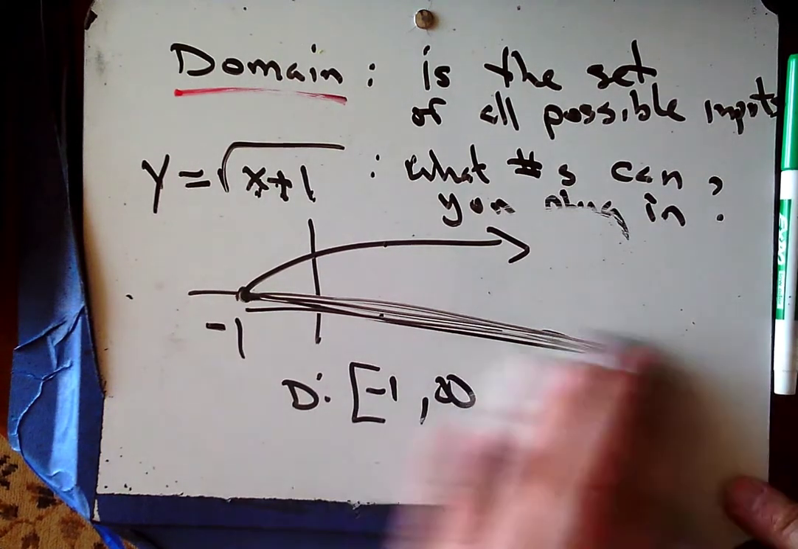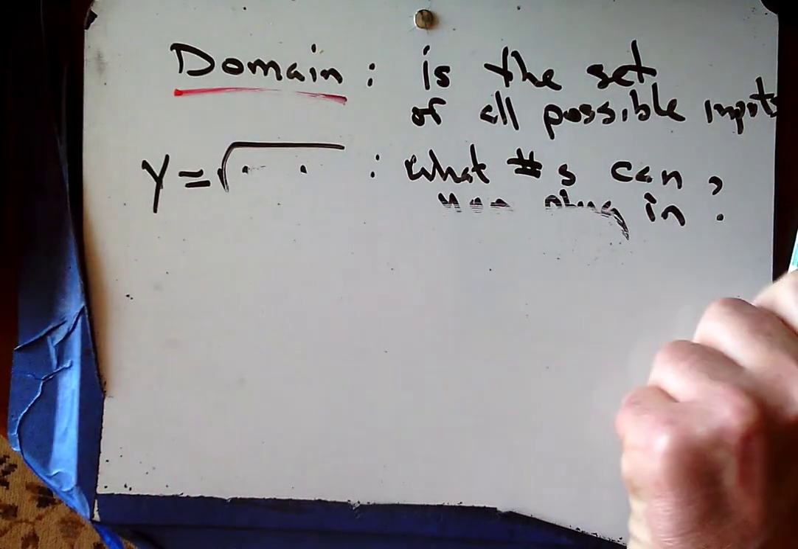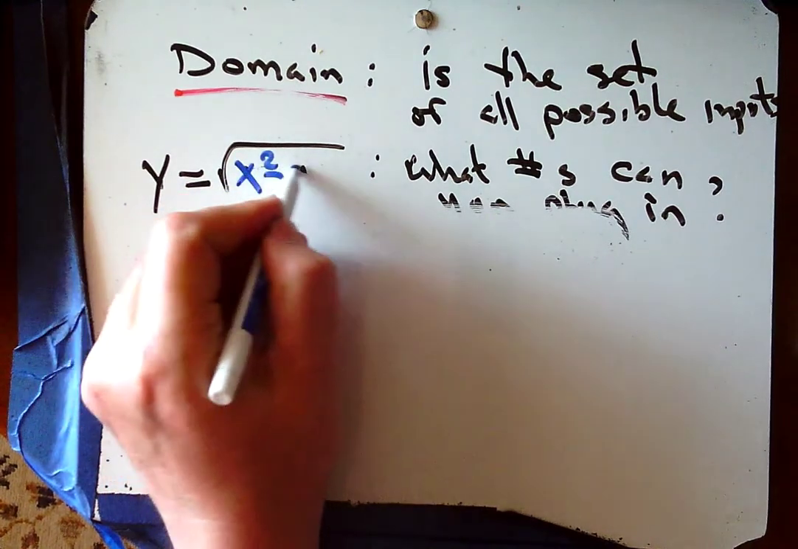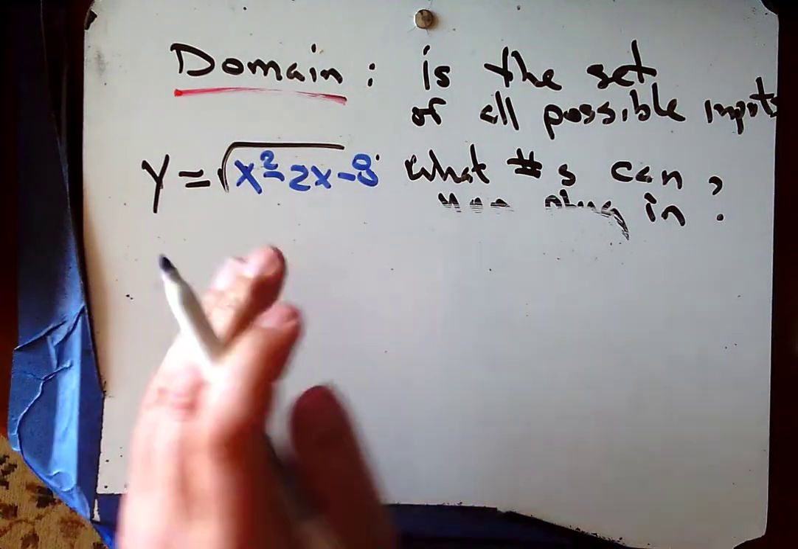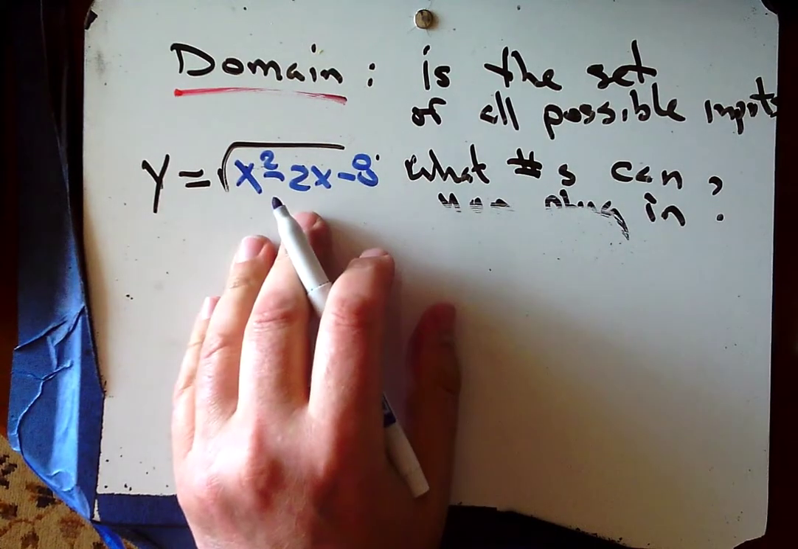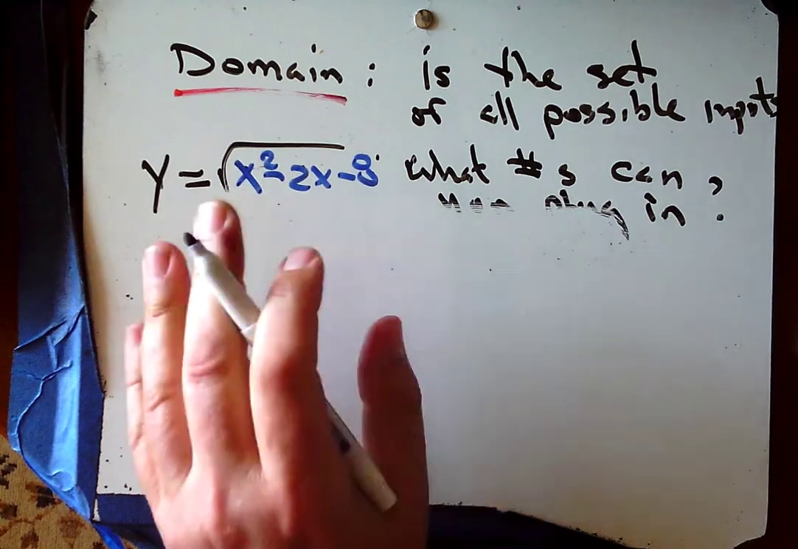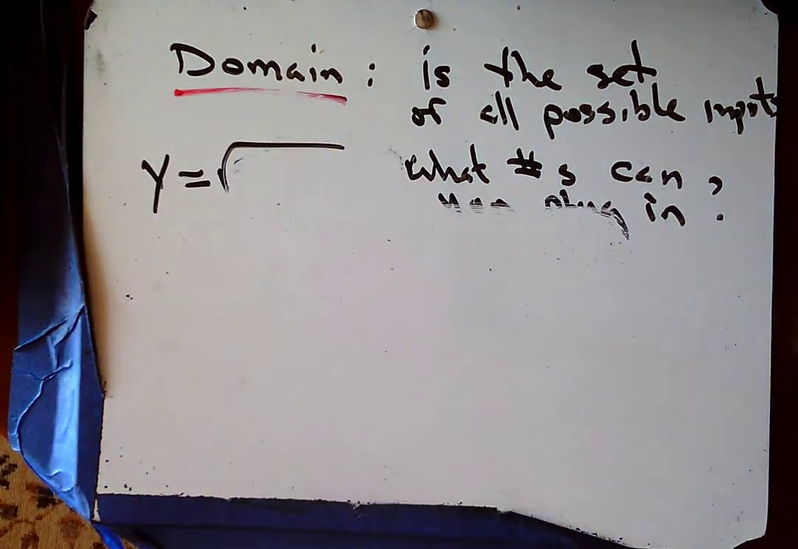But sometimes it's going to be really hard for me to figure out, like in this case, x squared minus 2x minus 8, what the domain is based on thinking about transformations. I really can't think about this with transformations, not in any easy way.